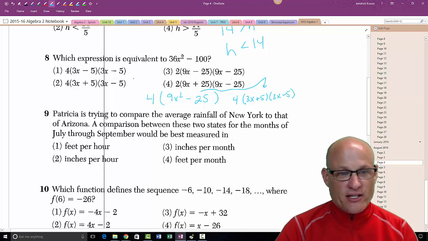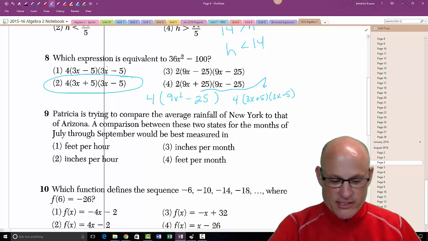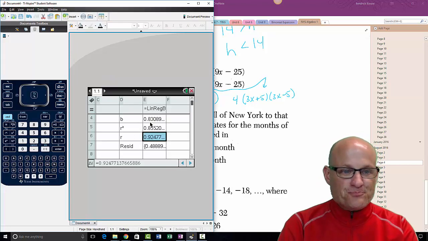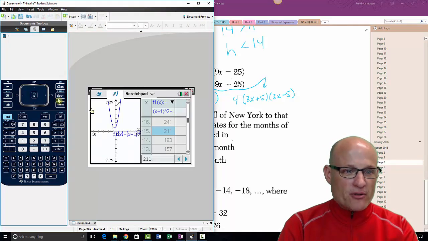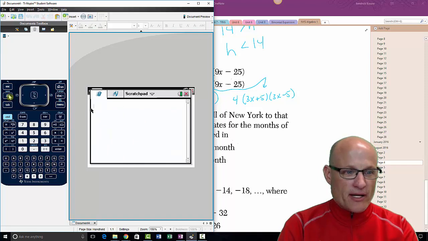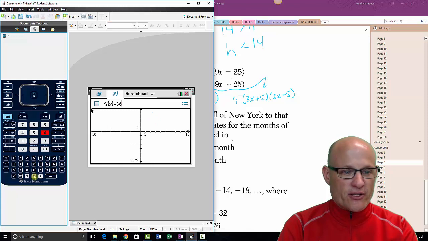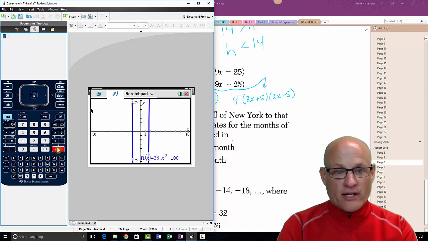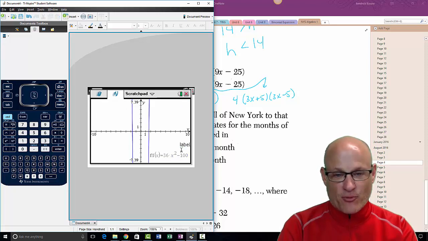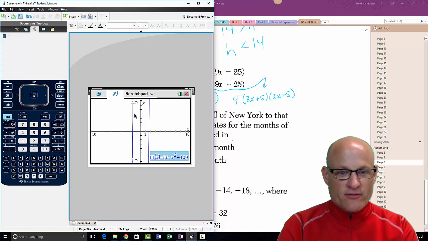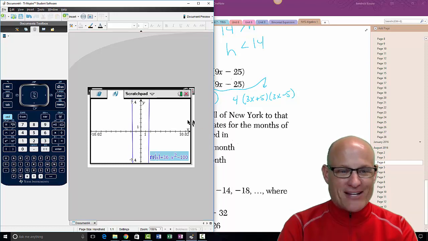Since this is a teachable moment, let me show you this. If I go over to graphing mode and type in the original, 36x squared minus 100, and enter. Okay, looks like two straight lines. It's actually a parabola. If you zoomed out, you'd see that it's a parabola, but it'd take forever to zoom out, so I don't really care about that. What I want to do is make sure my answer matches that.